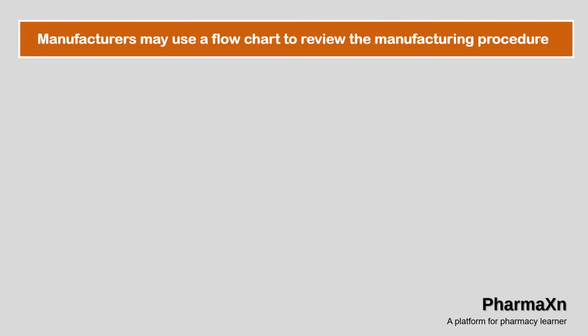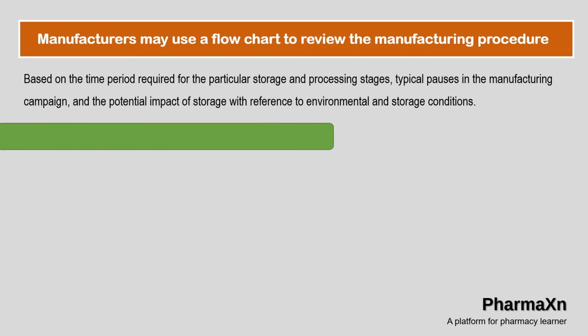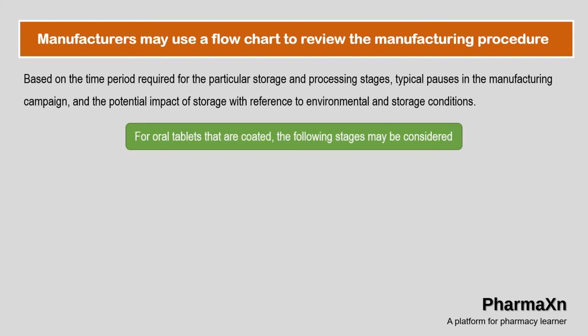Manufacturers may use a flowchart to review the manufacturing procedure for a product and then break up the critical stages of the manufacturing process. This is based on the time period required for the particular storage and processing stages, typical pauses in the manufacturing campaign, and the potential impact of storage with reference to environmental and storage conditions. For oral tablets that are coated, the following stages may be considered.